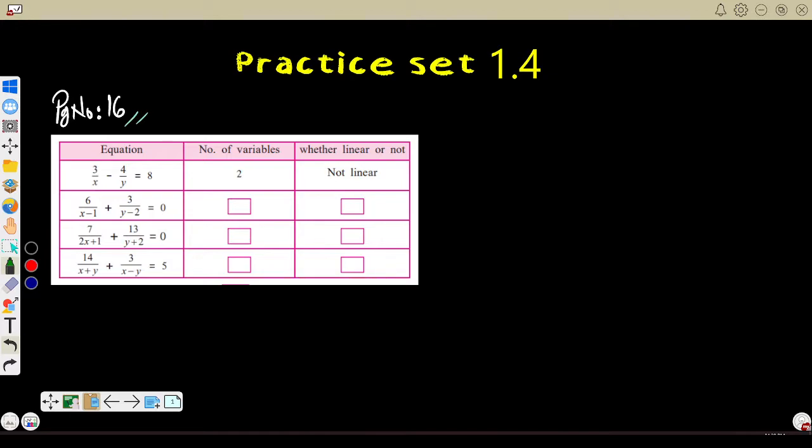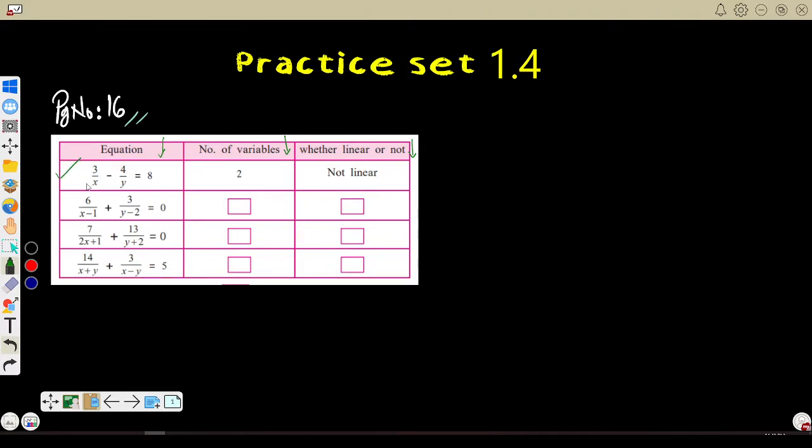So for practice set 1.4, I have taken an example from your textbook page number 16 where you have this table in which there are three columns. First is equation, the second is number of variables, and the third is check whether the equation is linear or not. So as I said earlier, in this particular practice set, you will have some non-linear equations. In non-linear equations को हम convert करेंगे into linear equations and then we will find the solution using any method जो आपने 1.1, 1.2 और 1.3 में सीखा है. For example, by using elimination method, substitution method, graphical method या फिर Cramer's rule. So before moving on to that, let us discuss this.